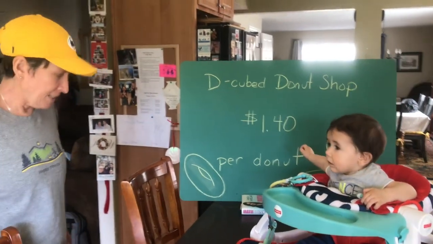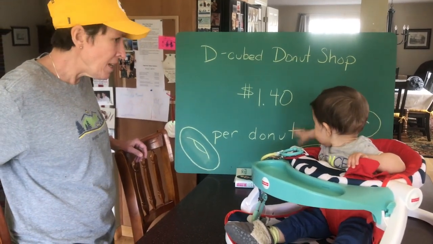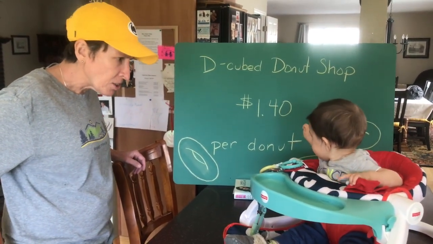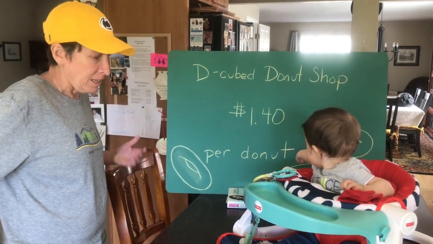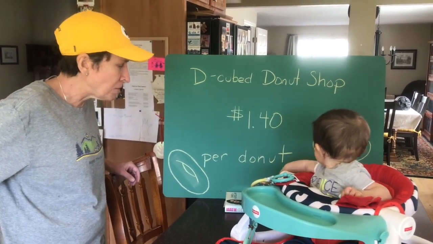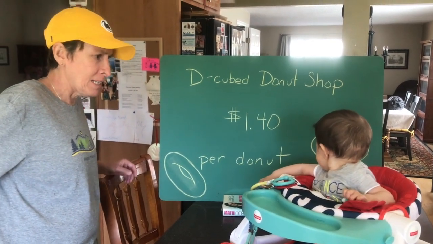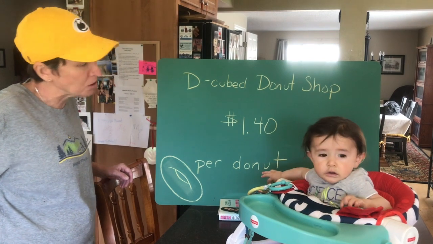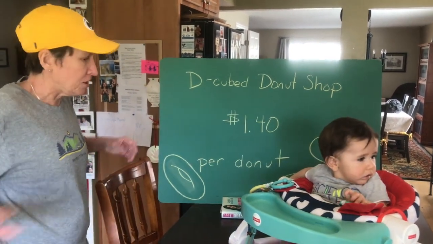Okay, so you got donuts today? D cubed? $1.40 per donut? Are you serious? Don't you know there's a pandemic going on? I mean, yeah, you're so adorable and everything, but $1.40? I'm not rich, you know. Money doesn't grow on trees. I'm sorry, but I just can't afford $1.40. Thanks.